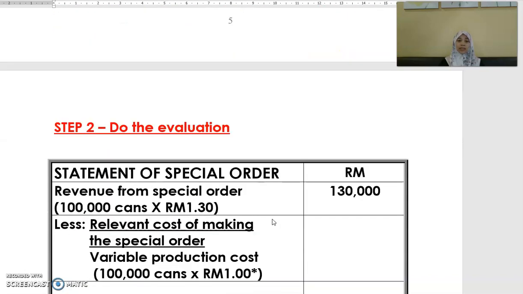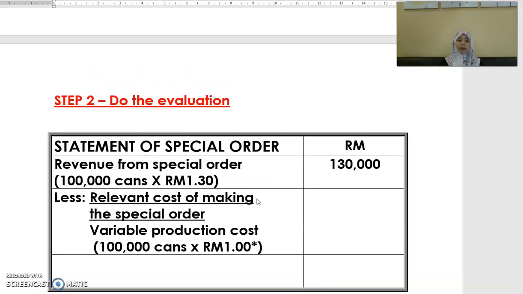Next, you need to do the evaluation. You want to see whether you are making a profit or loss from this special order. The decision rule is if it gives you a profit, then proceed. If it is not, then don't proceed with the special order. Calculate the revenue from that special order. You are producing 100,000 cans, and you can sell those 100,000 cans at 1 ringgit and 30 cent per can. So 1 ringgit and 30 times 100,000 gives you 130,000 ringgit.